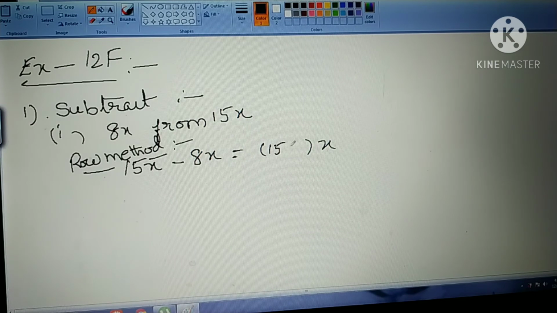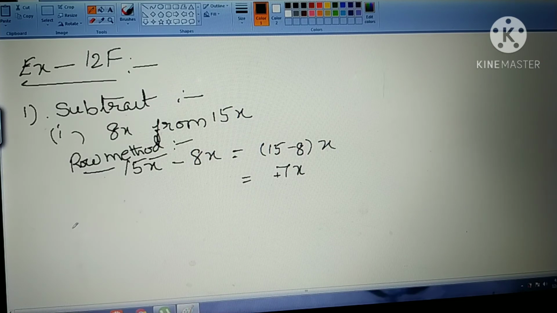So 15 minus 8. How much do you get here? See, 15 minus 8. So how much do you get here? 7x. So your sign is plus. Okay, so like that you have to subtract. So simple, as it is you have to subtract the numbers, and as it is you have to write the variable. Okay. Subtraction will be possible only for like terms. So these two are like terms. So we can take this like term as common, and then we have to subtract the numbers.